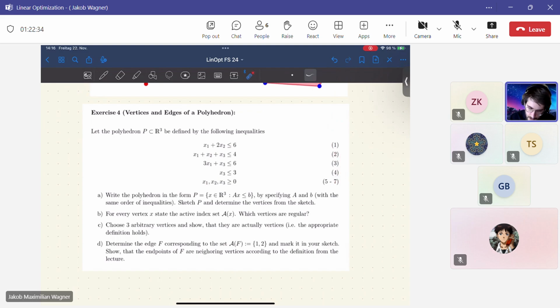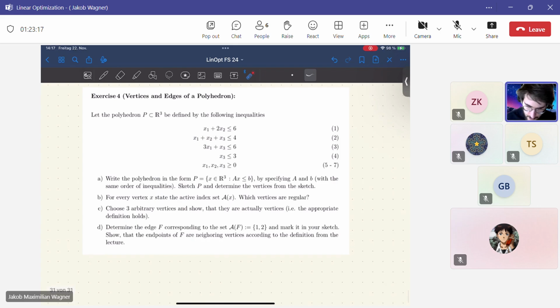And we first want to have a feeling of how this polyhedron looks like. First, how we need to choose A and B to describe it. And then we want to determine all the vertices of the set P from the sketch. And then we want to discuss a bunch of related notions. So which vertices are regular or degenerate, and then if we have an edge connecting vertices and so on.